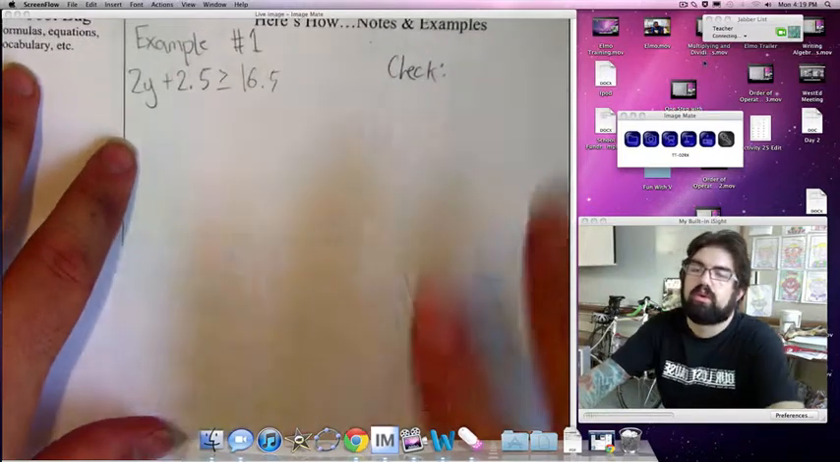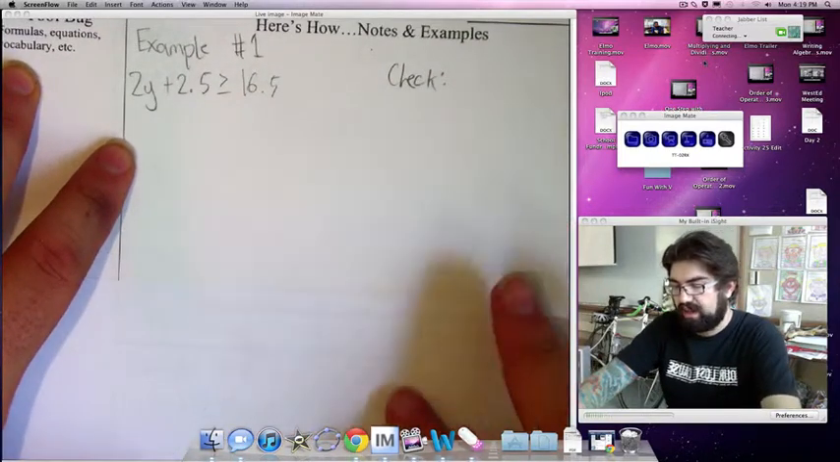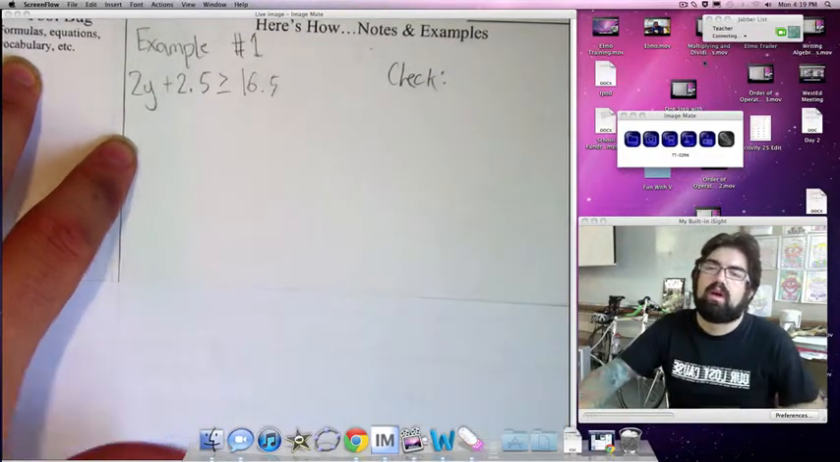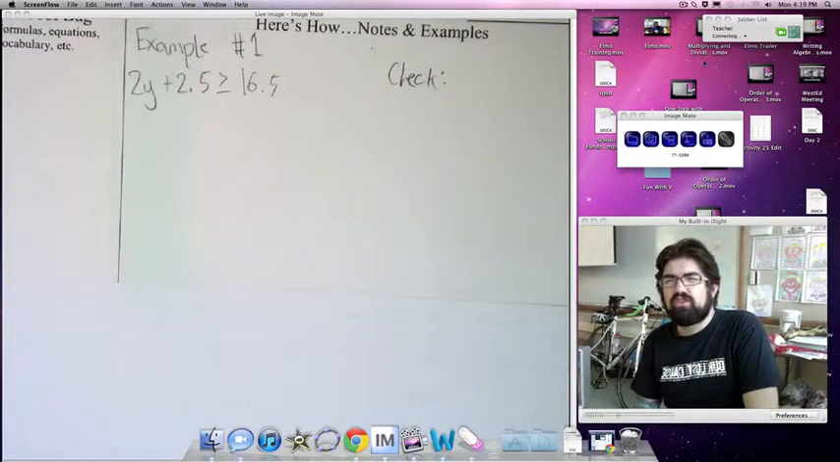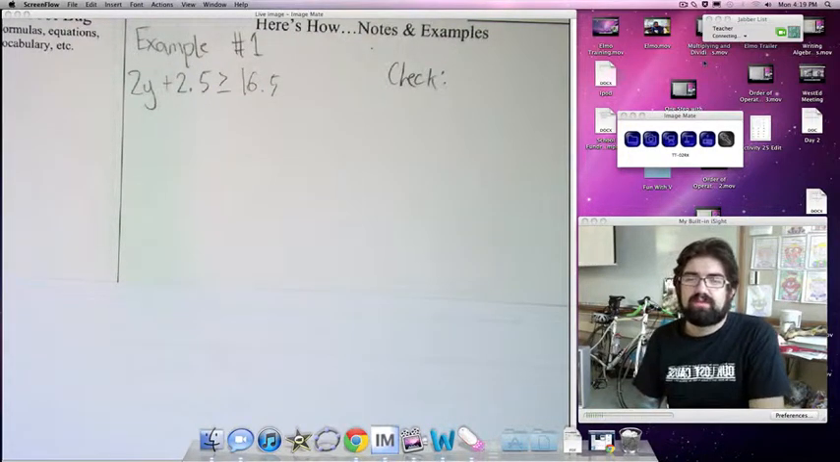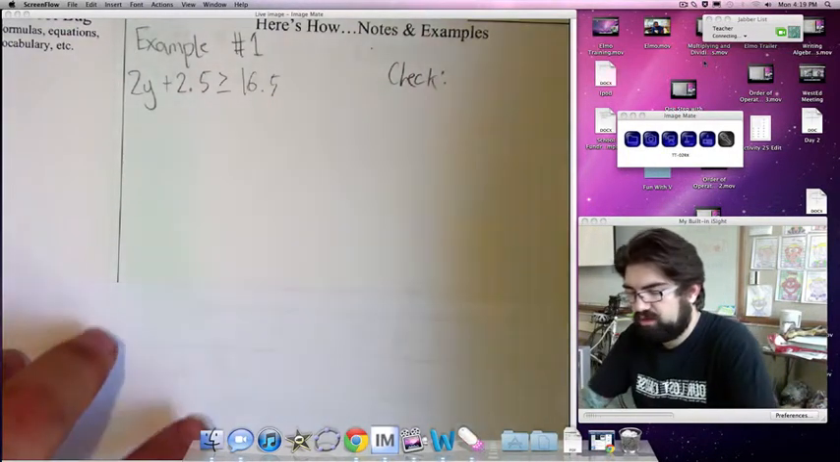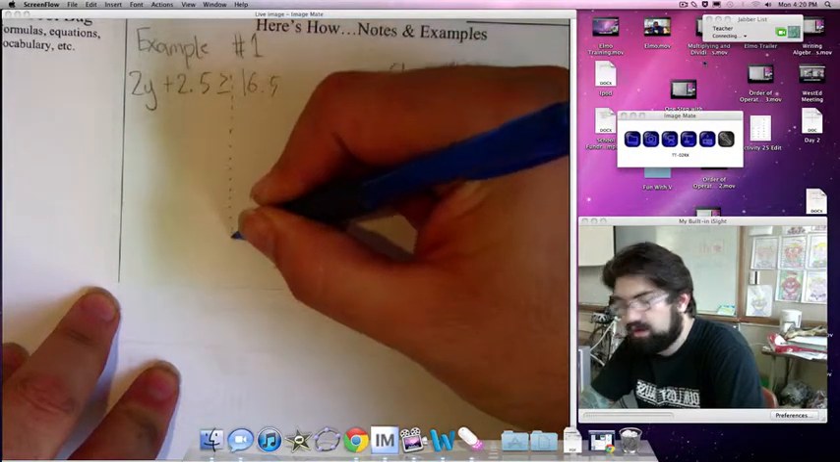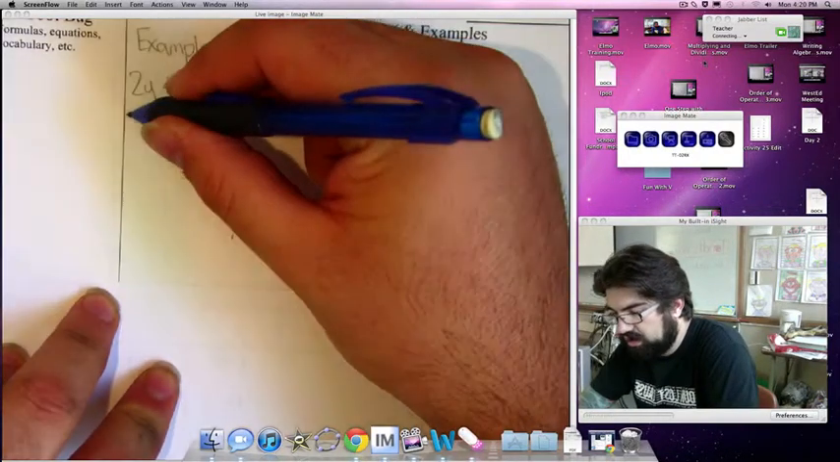If I give you the inequality, and I want you to graph it also, we'll hold off on that for a minute. If I have 2y plus 2.5, and I say that that is greater than or equal to 16.5, now we need to figure out what y is. I'm going to do my balance line back here so it doesn't look too awkward. First step is always rewrite.